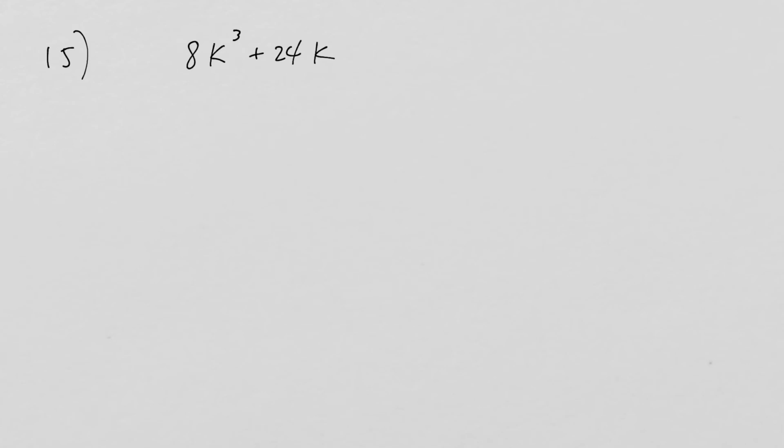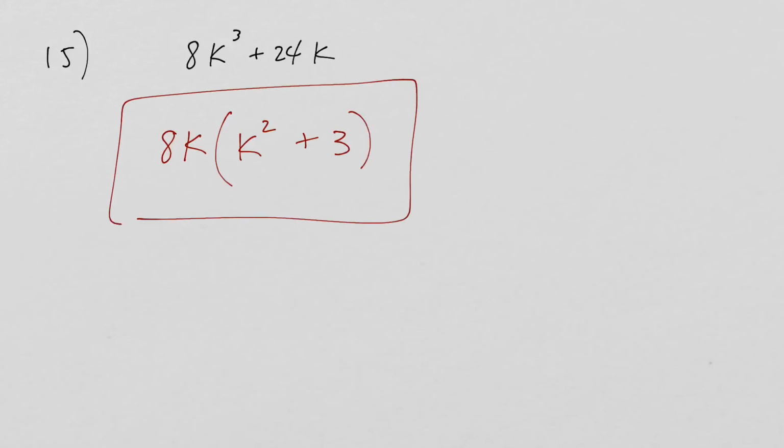Okay, so 8 goes into both of them, and we can also pull out a k because there's a common factor of k common to both of them. So this is going to be a k squared, because 8k times k squared is 8k cubed, plus 3. And you double check to see that if you would multiply it back, would you get back to this? And make sure that these do not share a common factor. And they don't, so that's our answer.